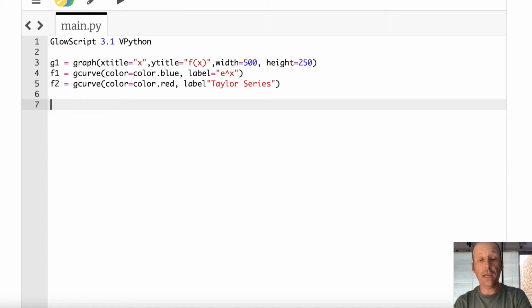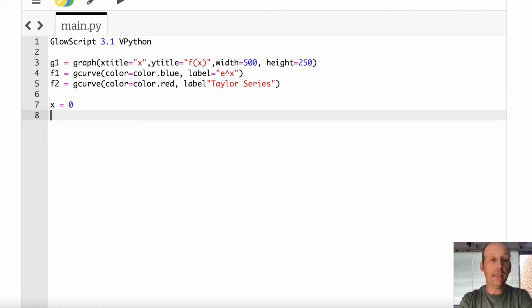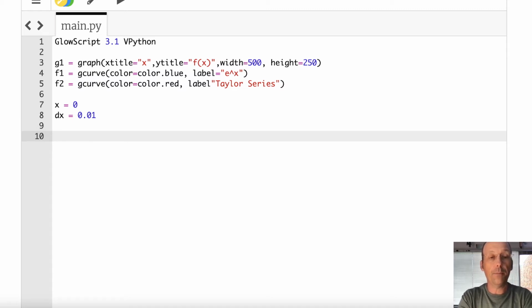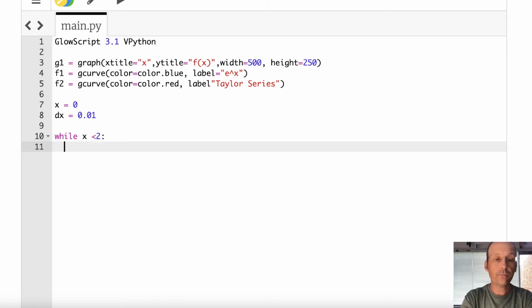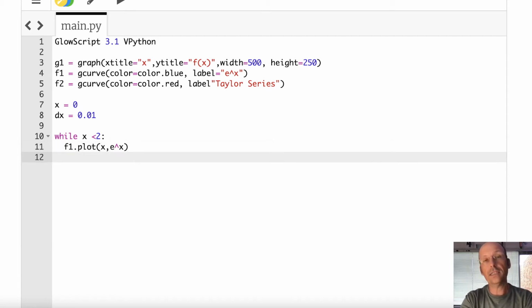So now I need to pick my value of x. Let's just start with x equals 0, and then I need a step size, because I'm actually going to calculate the value and just move to different points. So let's say dx equals 0.01. I think this should be good enough. And then I'm going to say while x is less than, let's say, 2. So the first thing I'm going to do is to calculate e to the x and plot that. So I can just do that all in one step. f1 dot plot x, e hat x. There you go.